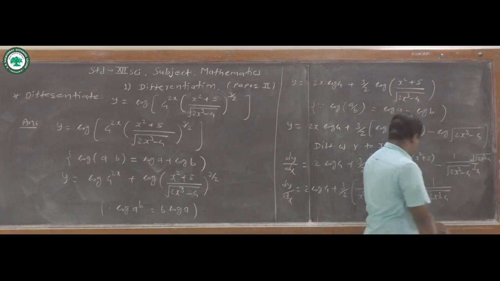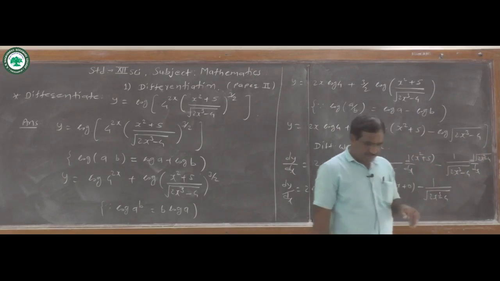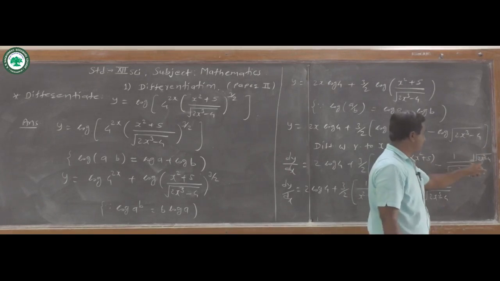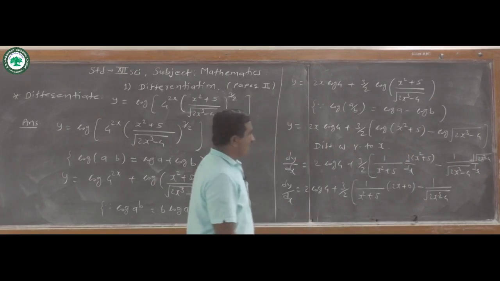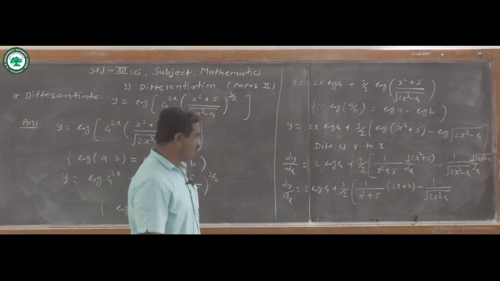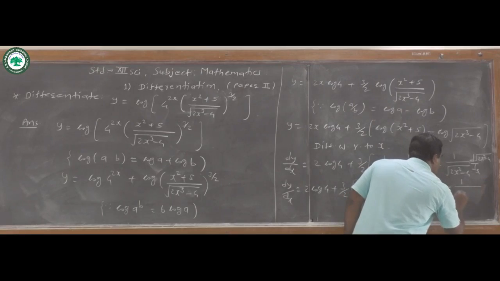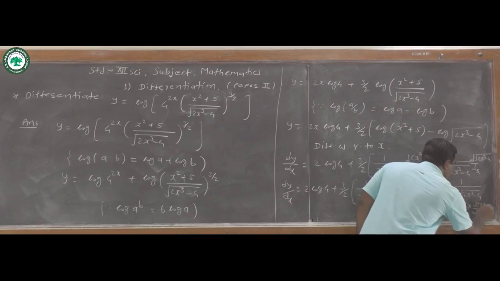Now this is again a composite function. Suppose 2x cube minus 4 as f of x, then we get root of f of x, and derivative of under root f of x is 1 upon 2 into under root f of x into f dash of x. Therefore, derivative of this is 1 upon 2 into under root 2x cube minus 4 into dy dx of 2x cube minus 4.